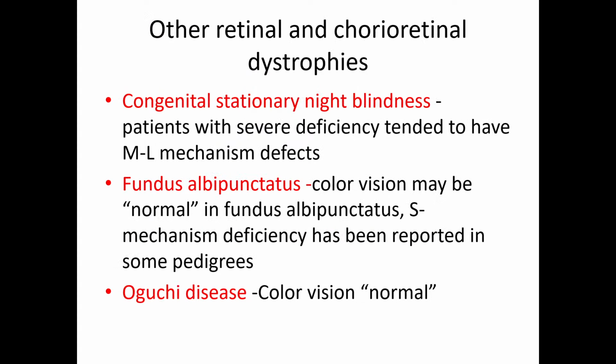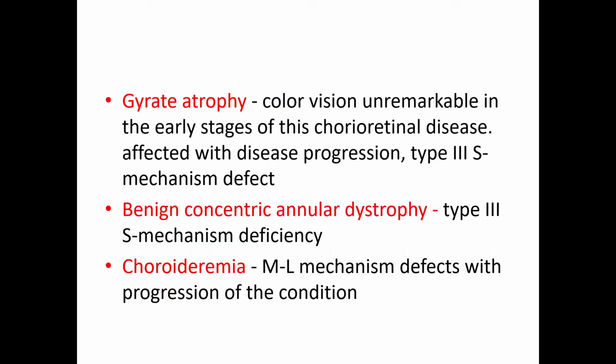Other retinal and chorioretinal dystrophies. In congenital stationary night blindness, the patient with the severe deficiency tends to have a red and green deficiency. Fundus albipunctatus: color vision may be normal, but some studies have shown that a blue color deficiency is reported. Oguchi's disease: color vision is normal. In gyrate atrophy, color vision is normal in early stages of chorioretinal disease, but blue color may be affected as it progresses.